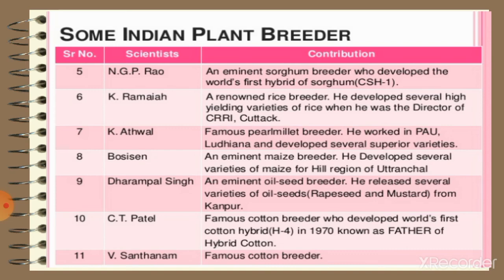Next one is Bosi Sen. He was an eminent maize breeder. He developed several varieties of maize for the hill region of Uttaranchal. Then he established the Vivekananda Parvatiya Krushi Anusandhan Shala at Almora, Uttarakhand and was a director of the same till his death. Next one is Dhampal Singh.